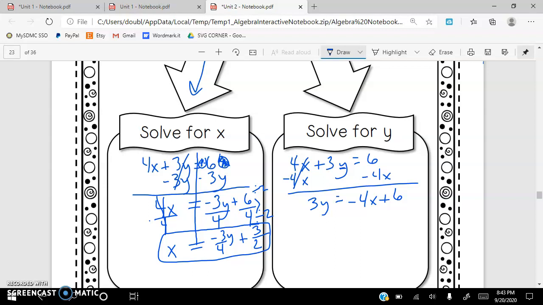Now, 3 and y are multiplying, so the opposite of multiplying is dividing. We want to divide everything by 3. So 3 divided by 3 is just y. It's really 1, but we never put a 1 in front of a variable. Alright? Well, you can, but we don't. This right here is already simplified. So we got negative 4 over 3x. And 6 divided by 3 gives us a positive 2. There's our answer for that question.